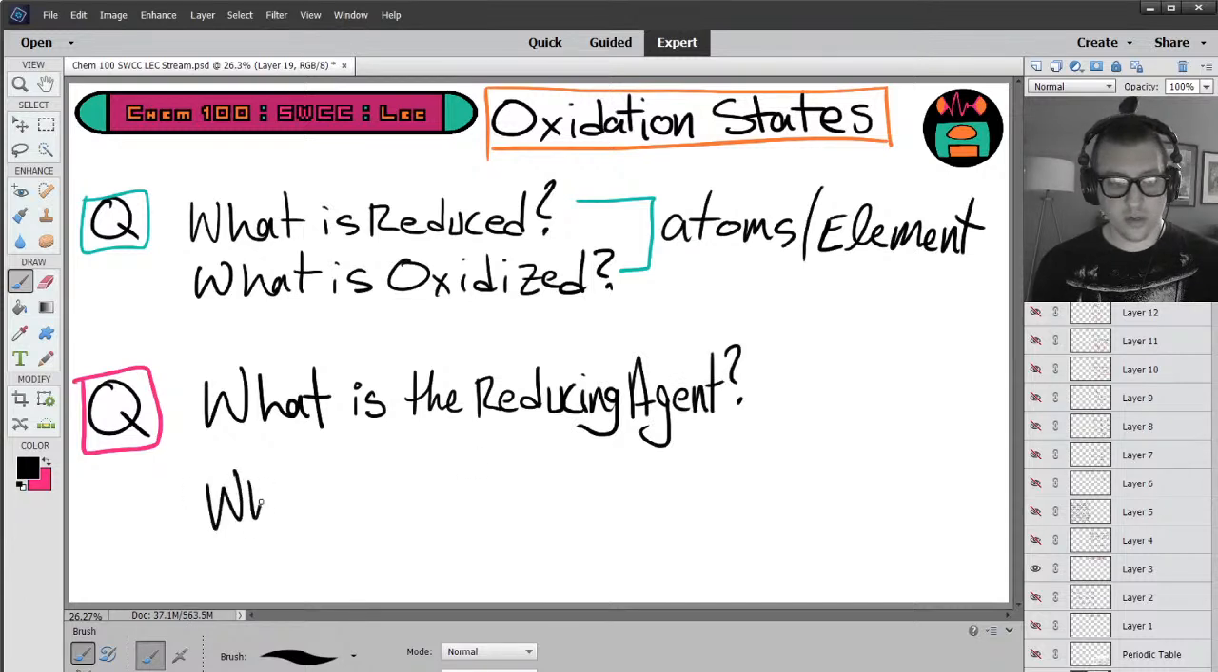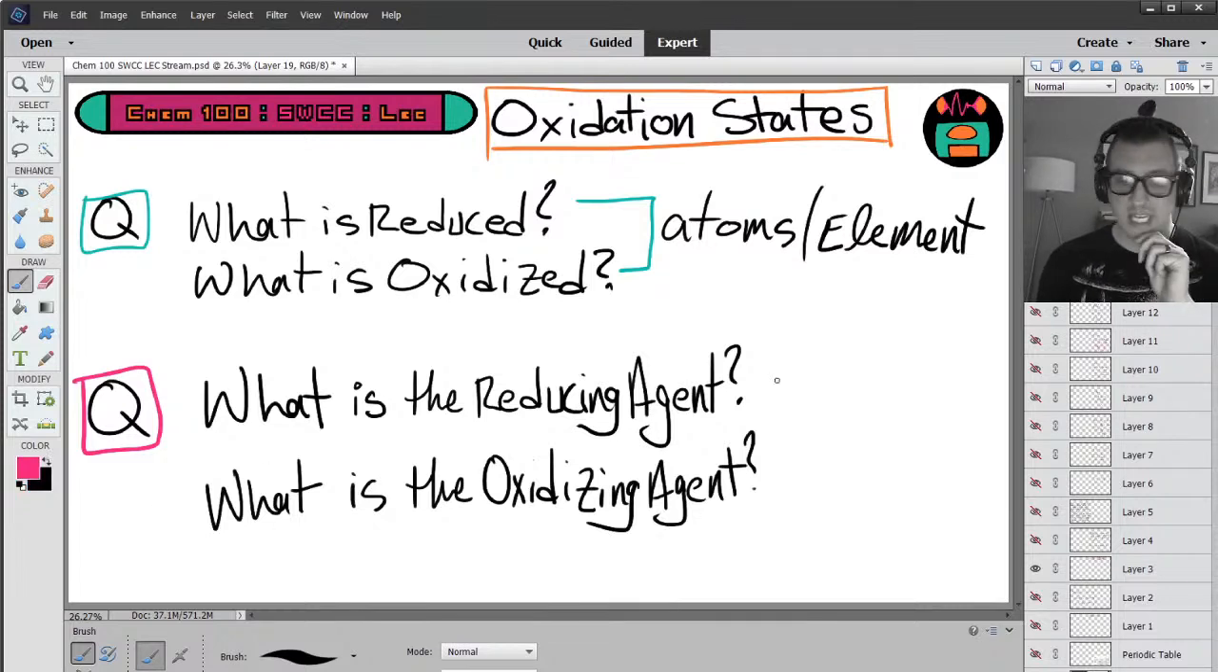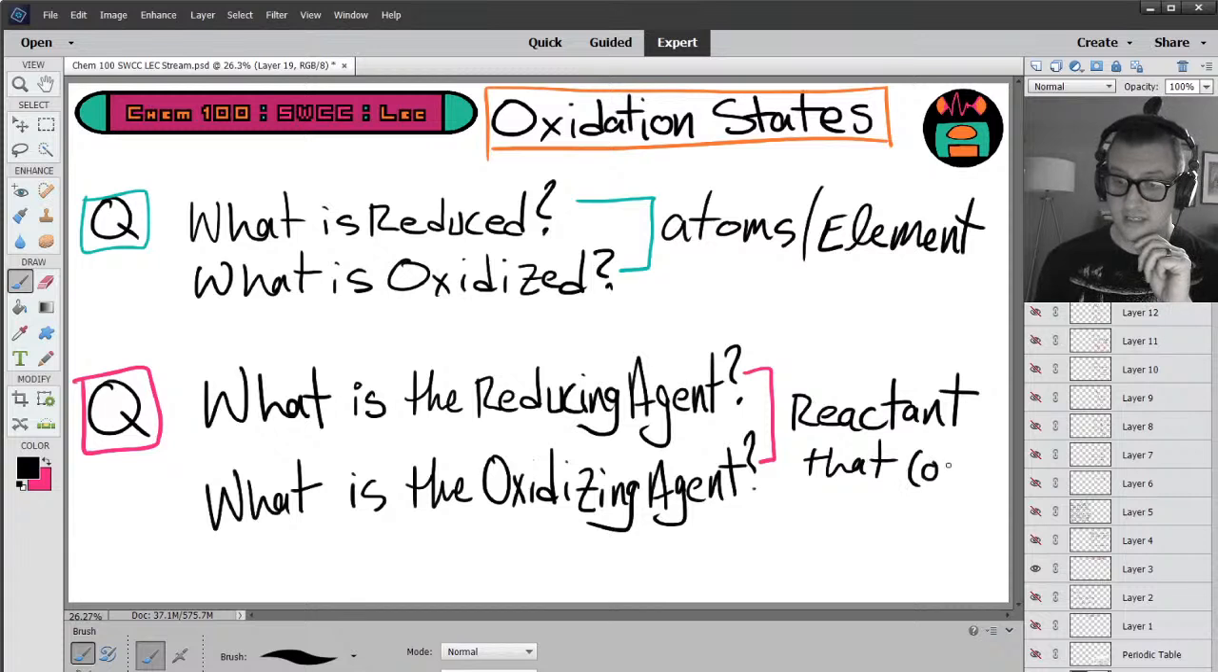Or when you're asked what is the oxidizing agent, all right, when you're asked what is the reducing agent, what is the oxidizing agent, the answer to these questions is the reactant that causes oxidation or reduction to occur.